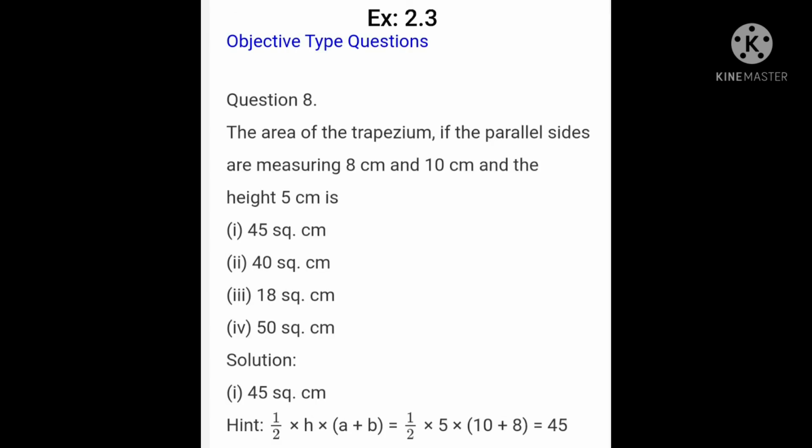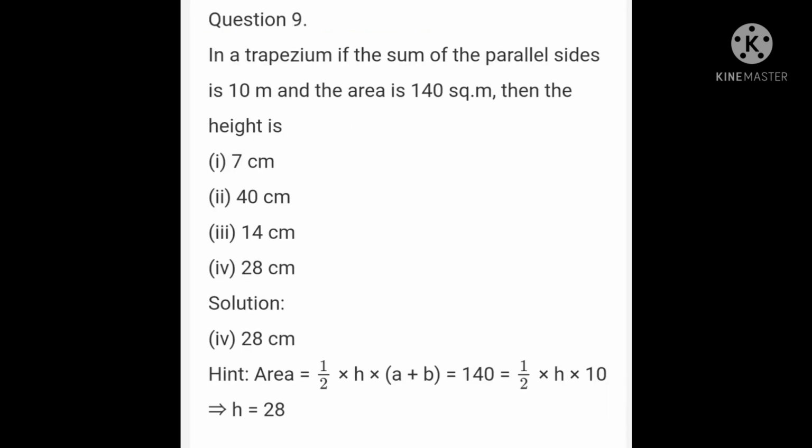Now next exercise 2.3 objective type questions. First one, the area of a trapezium if the parallel sides are measuring 8 cm and 10 cm and the height 5 cm is. Direct question. Area we have to write. Area for trapezium is 1/2 into H into A plus B. All the values are given. Just substitute into the formula. 1 by 2 into height is 5 into A is 10 and B is 8, which is equal to 45.